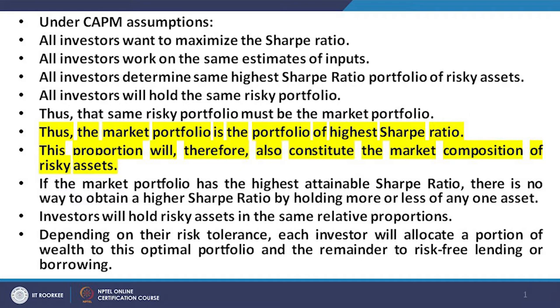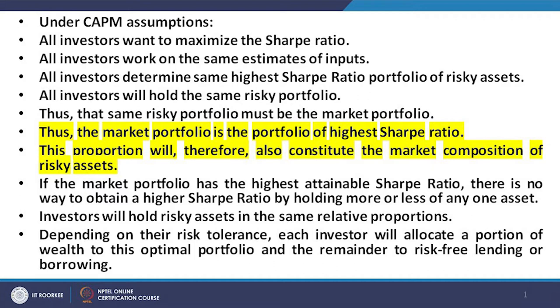What will be the market outstanding of securities A, B, and C? They also have to be in the ratio 3:2:1. That is what we are trying to convey here. Because each and every investor is holding the same proportion of risky assets, that proportion of risky assets must be replicated, or the market portfolio must represent the outstandings that are there in the market of each of those securities.